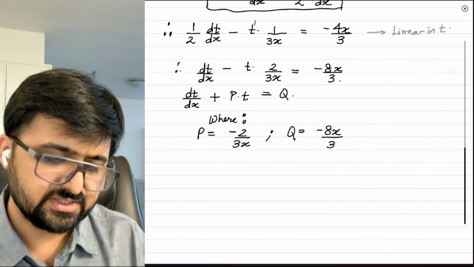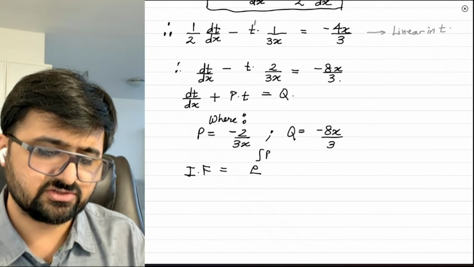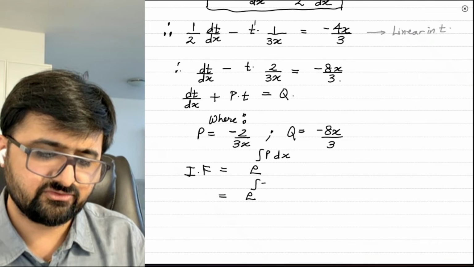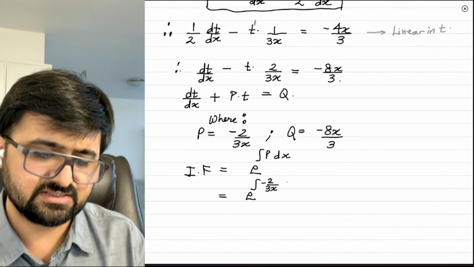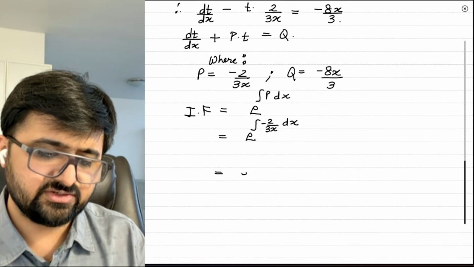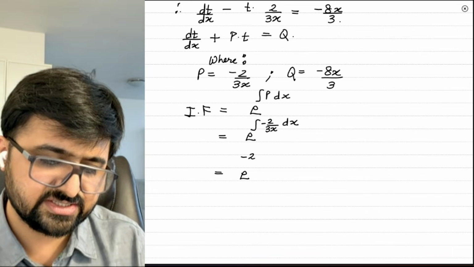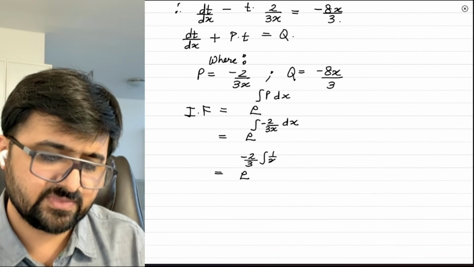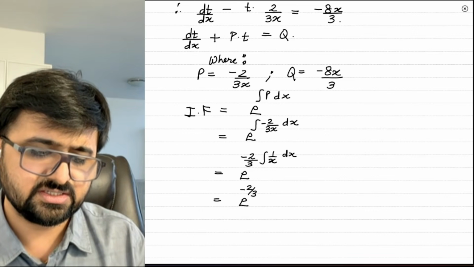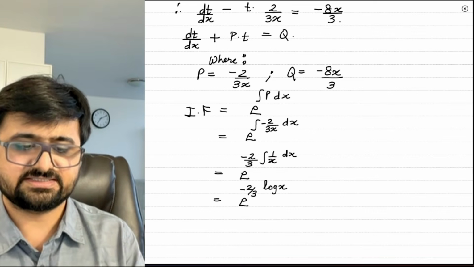Let's quickly solve it. Let's first find the integrating factor. Integrating factor is e to the power integration of p dx, which is equal to e to the power integration of minus 2 by 3x dx. The minus 2 by 3 is a constant and can be taken out of the integral. So this is minus 2 by 3 integration of 1 by x dx. Now integration of 1 by x we know is log x.